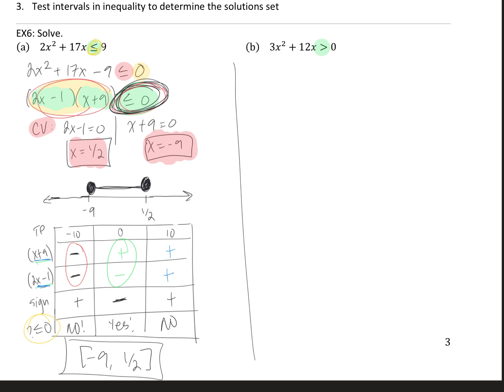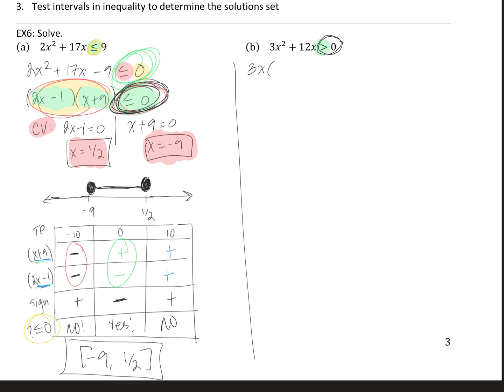So same thing we're going to do for B. We're going to factor it. We'll set it to 0 first, factor it, find the critical values, do the test points, see which intervals work. So in this case, we're actually looking for something greater than 0. Before, we were looking for something less than or equal to 0. So my goal in that way is going to change a little. But let's go ahead and factor.